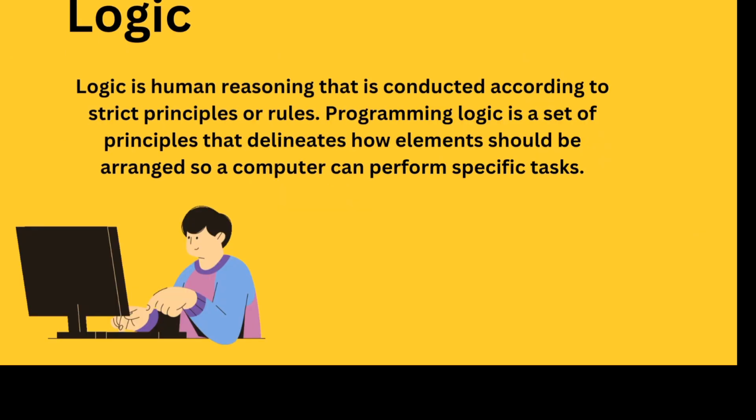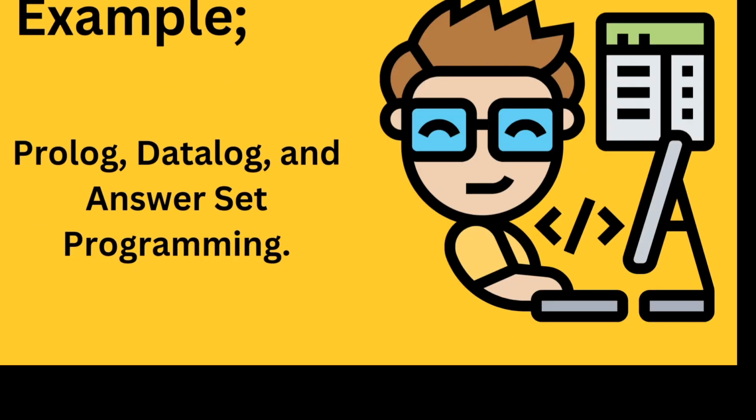Number 6, logic. Logic is human reasoning that is conducted according to strict principles or rules. Programming logic is a set of principles that define how elements should be arranged so a computer can perform a specific task. Examples: Datalog and answer set programming.